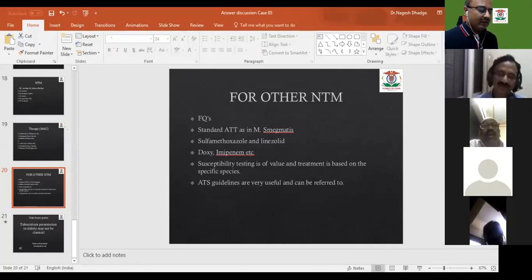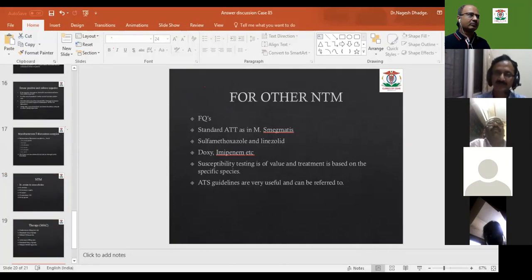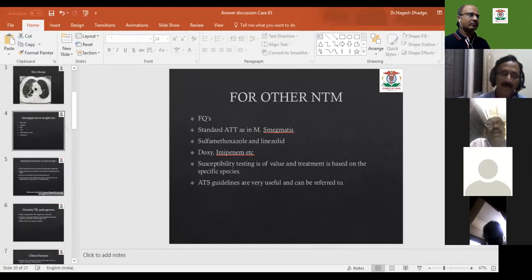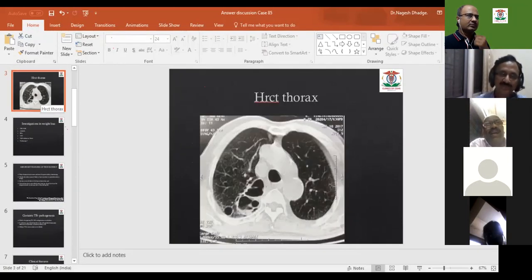A couple of points I need to tell. It's always pertinent to keep in mind the non-tuberculous mycobacteria in such scenarios, in chronic lung disease where you have a previous bronchiectasis. Bronchiectasis and non-tubercular mycobacteria go hand in hand. One feeds on the other.